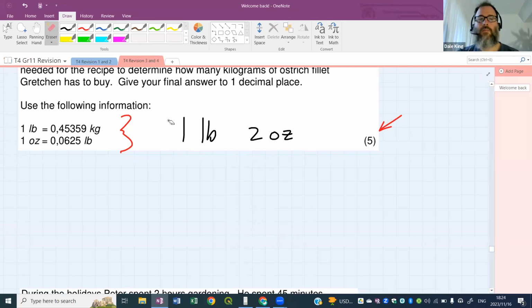5 marks here. Interesting. And we've got to give our answer to one decimal place. Now, ladies and gentlemen, when they put this in a question, give your answer to one decimal place. Your answer and your rounding needs to be accurate. Okay. Who would like to tell me how we are even going to try this one?